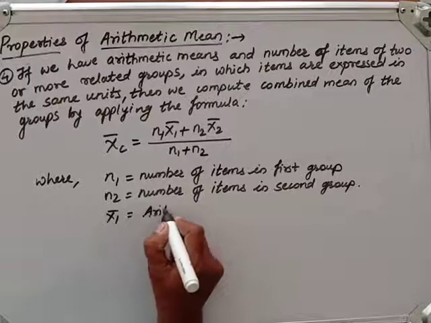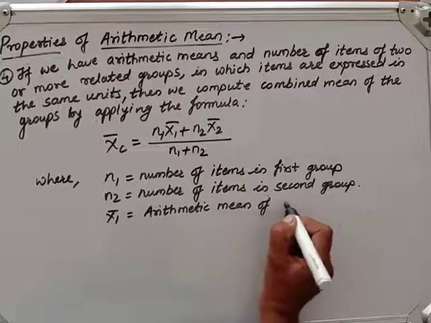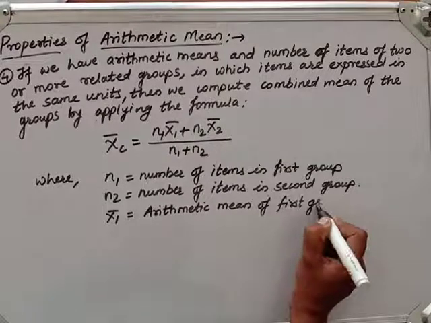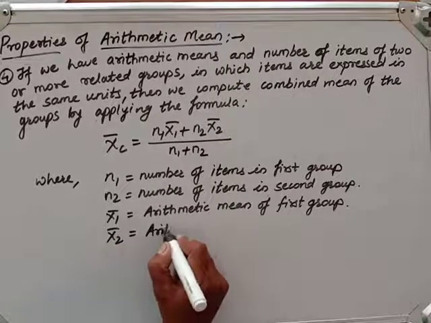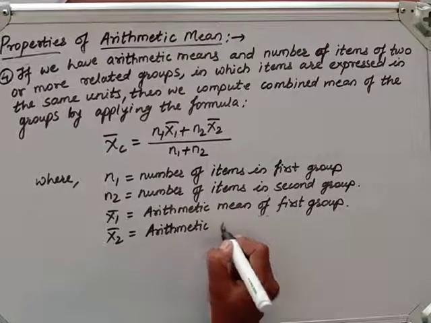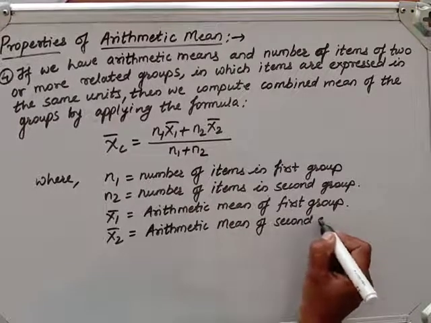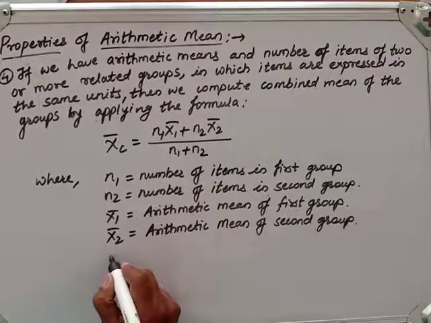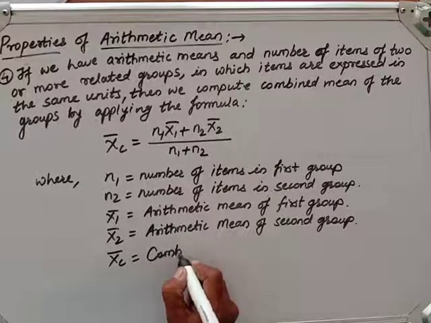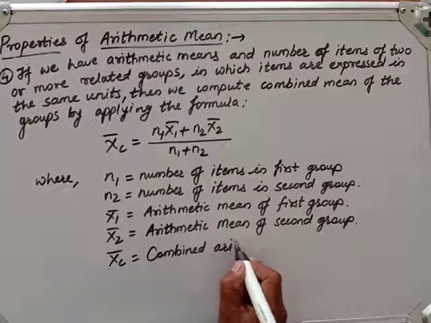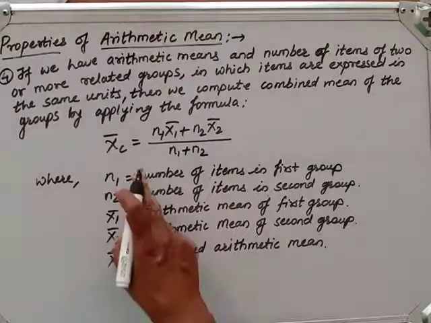Where x1 bar is the arithmetic mean of the first group, x2 bar is the arithmetic mean of the second group, and xc bar is the combined arithmetic mean. Fine, these are the terms here.